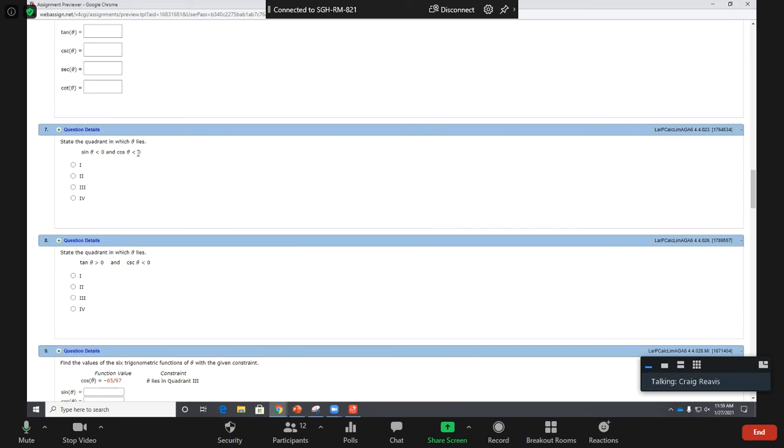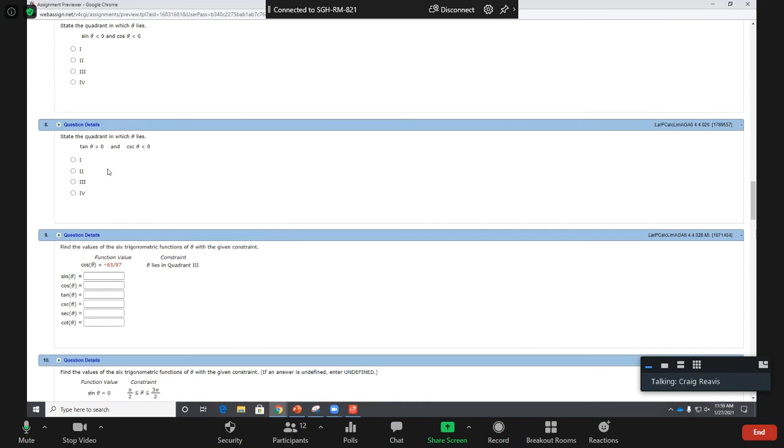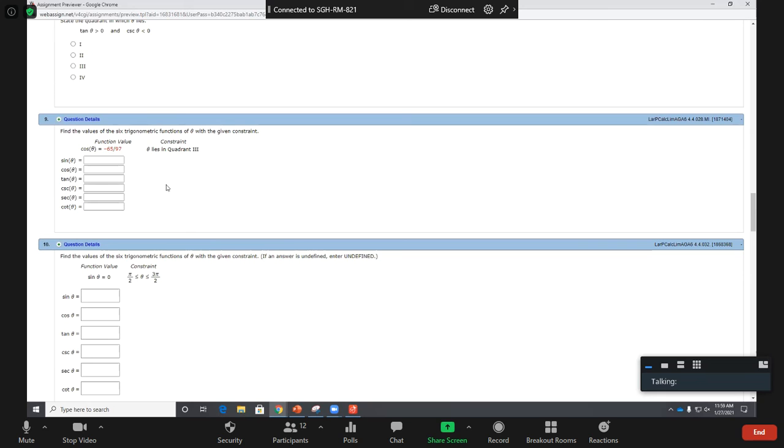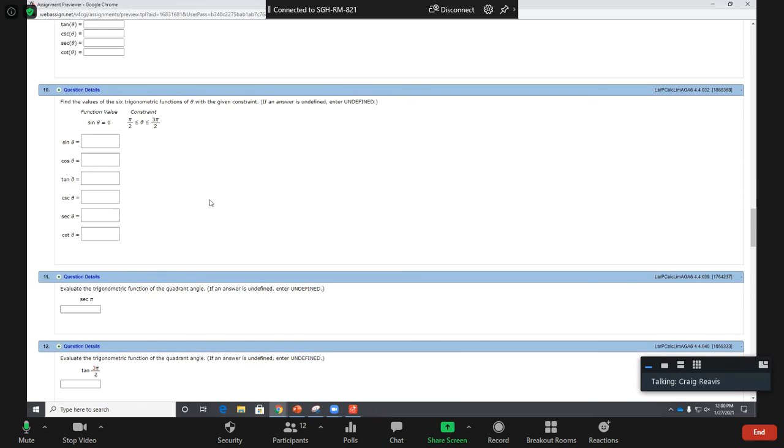More on what's positive and negative. State the quadrant when tangent is positive and cosecant is negative. Find the values of the 6 trig functions of theta given the constraint. So this time they give you the cosine. So what they've done is they've told you the adjacent and the hypotenuse. You have to use the Pythagorean theorem to find the opposite and then use your SOHCAHTOA. It tells you what quadrant it's in, so you know which ones are positive and negative.